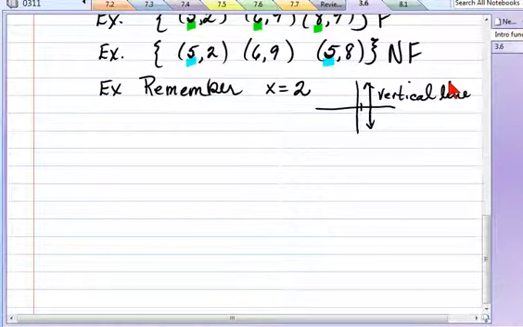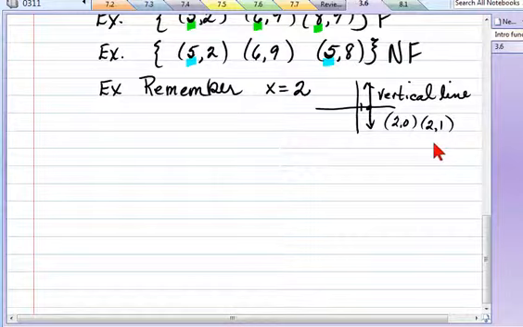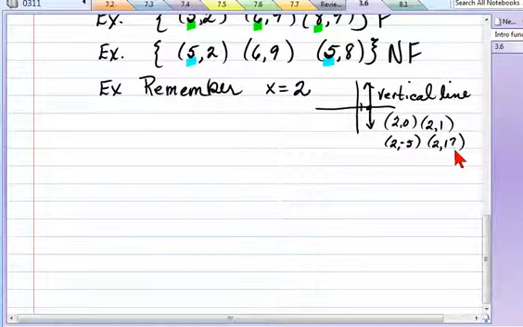When you're talking about a vertical line and it says x is 2, I want you to think about some of the points that are on that line. Do you agree that the point (2, 0) is on that line? How about the point (2, 1)? And the point (2, -5)? And (2, 17)? Are they all on that line? Would you say that that line is a function or not a function? Not a function. That is definitely not a function.